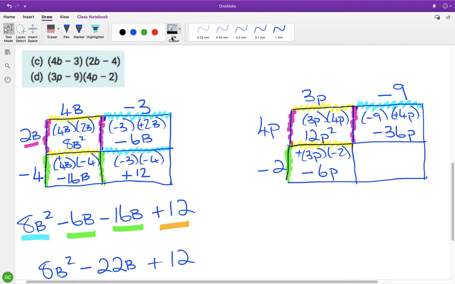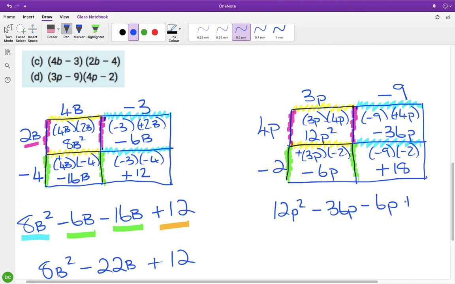And then this last box here is a combination of this side, which is the minus 9, and then this side, which is the minus 2. So minus 9 times minus 2. The two minuses, same sign, give me a plus, and 9 times 2 is 18. So if I put them down, I get 12p squared minus 36p minus 6p plus 18.